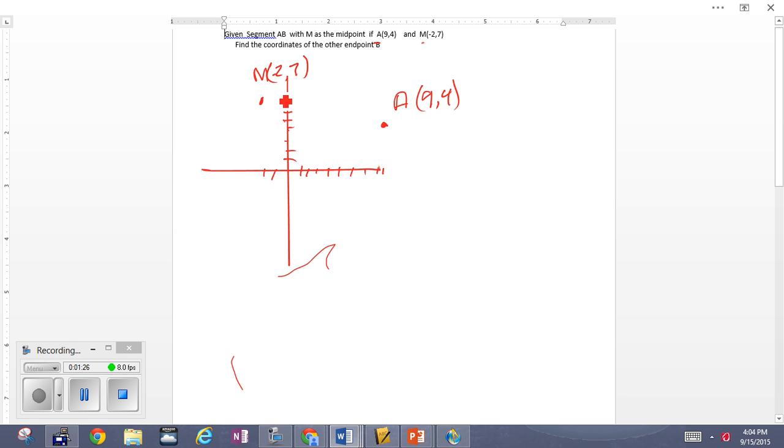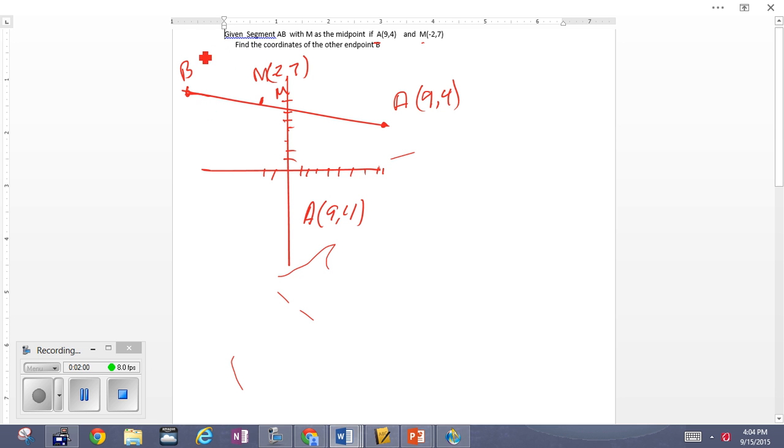Now, what I want to find is the other endpoint. So imagine that I extend this going through M, and somewhere over here is going to be my point B, which I don't know. Don't get this confused: this is not giving you the two endpoints. This is giving you A, one endpoint, which is 9, comma 4. The other endpoint is B. We don't know what it is.